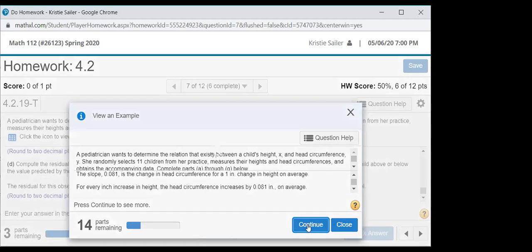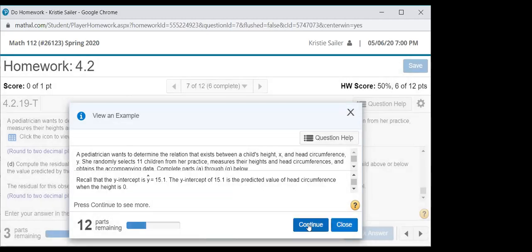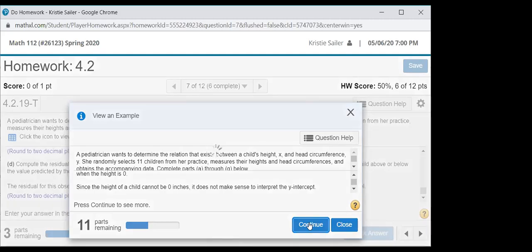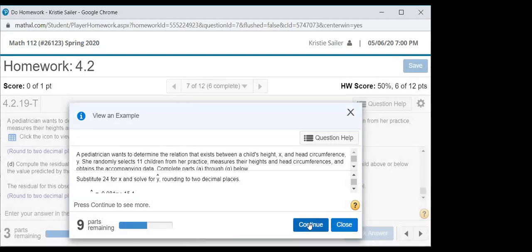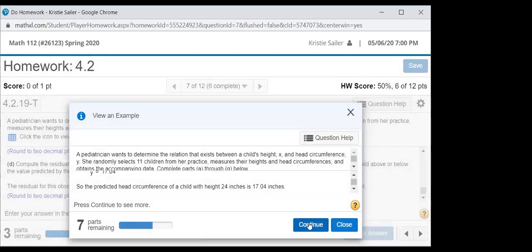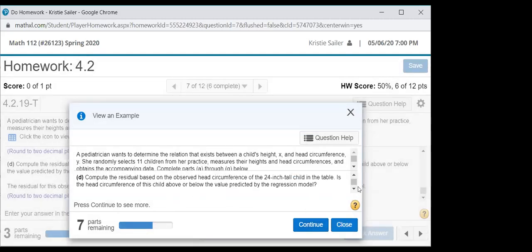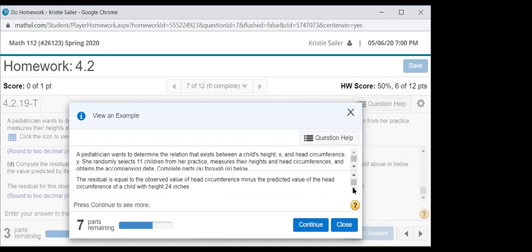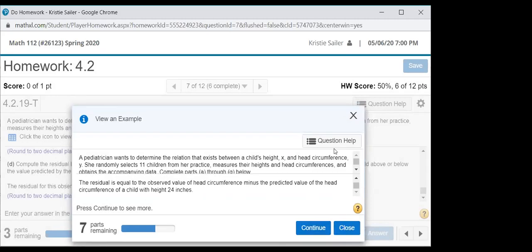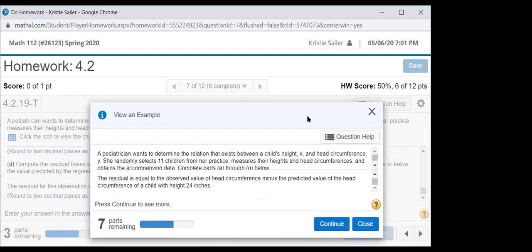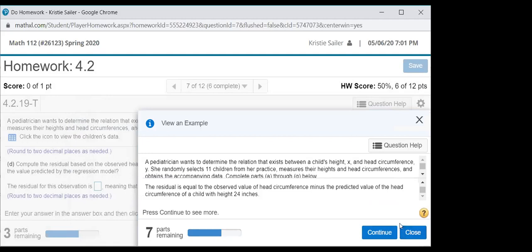I have to go all the way to D, I think. Okay, so keep going. One more. Now it says, so the residual is equal to the observed value of the head circumference minus the predicted value. So you take the value that you got in D, that 17.01. That's your predicted value, okay?